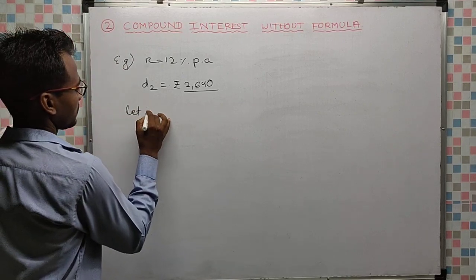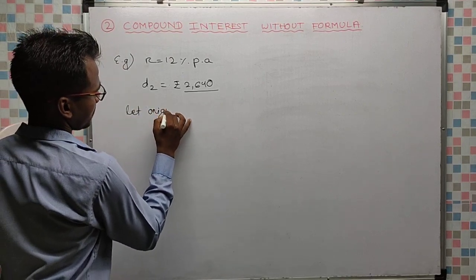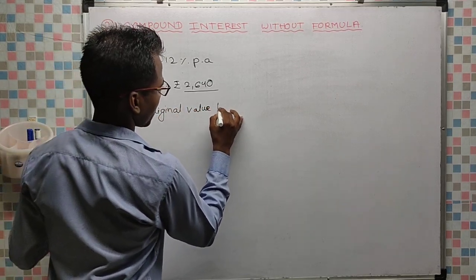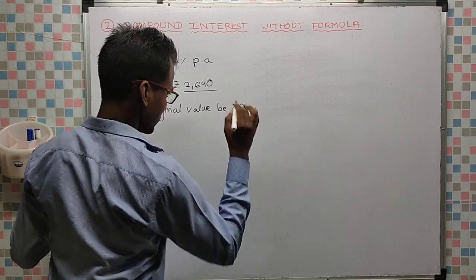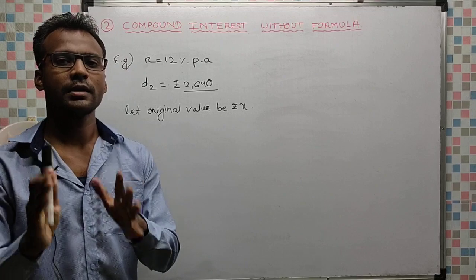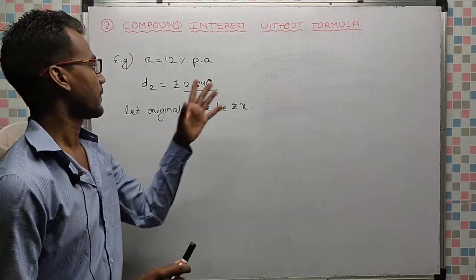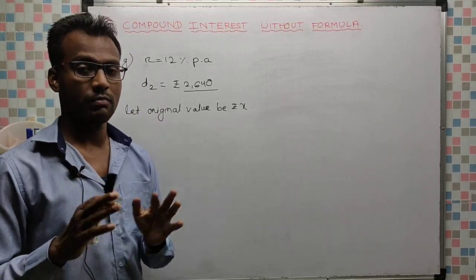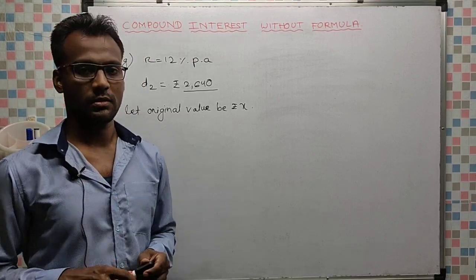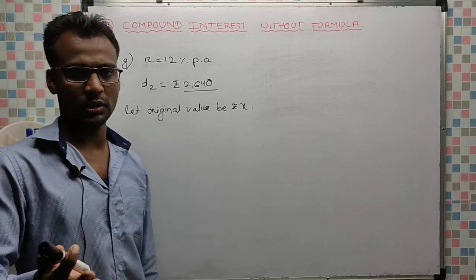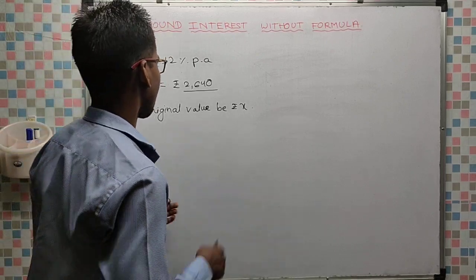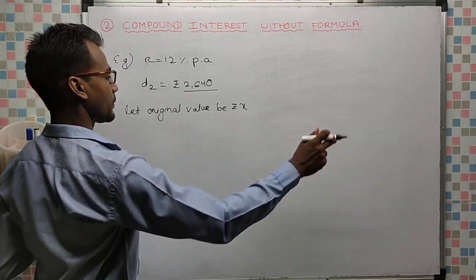Let the original value be rupees x. I'm more comfortable with x. If you take 100, what happens? You get a decimal. First year, 12 rupees depreciation, but in the second year, 12% of 88 means you are going to get a decimal. It is your wish. If you want to take 100, you can take it and solve it by the successive method, but I am taking x. Let the original value be rupees x.